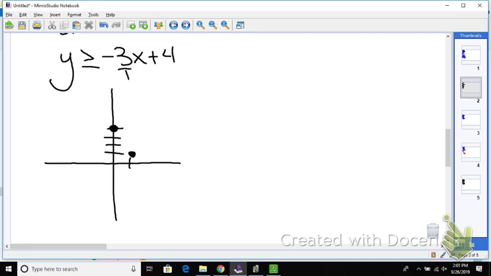And is this a solid or a dotted line? It's a solid line because it's equal to. So we're going to go solid, solid. And then we're going to put our pen on the line and we're going to read the inequality. Y is what? Greater. So what do you want to do? Go up. So it's this side of the line.